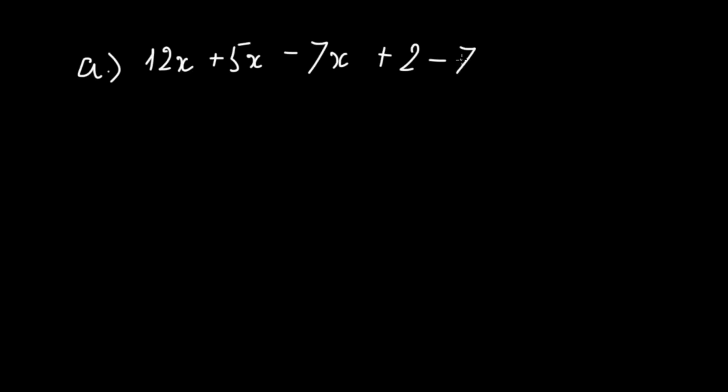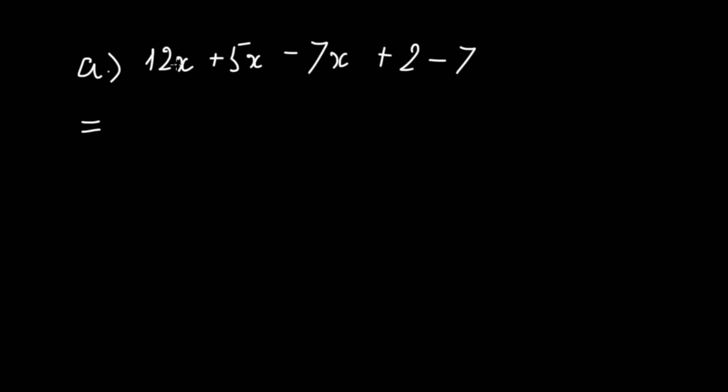In this video, we'll talk about simplifying expressions. So let's work on the first problem here. A: 12x plus 5x minus 7x plus 2 minus 7. So the first step you need to do is group all the like terms together.